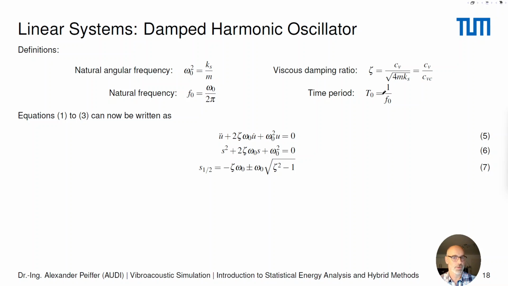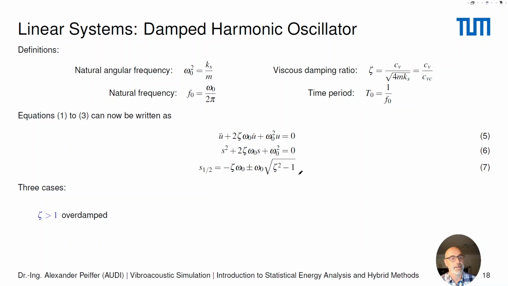When we use those constants in equations 1 to 3, we will get a different form which looks much easier, and the same is true for the solutions of the characteristic equation. And it becomes clear here that the critical viscous damping ratio is 1, and if this is 1, that means we will have a 0 root, and that means we will have exactly one solution.